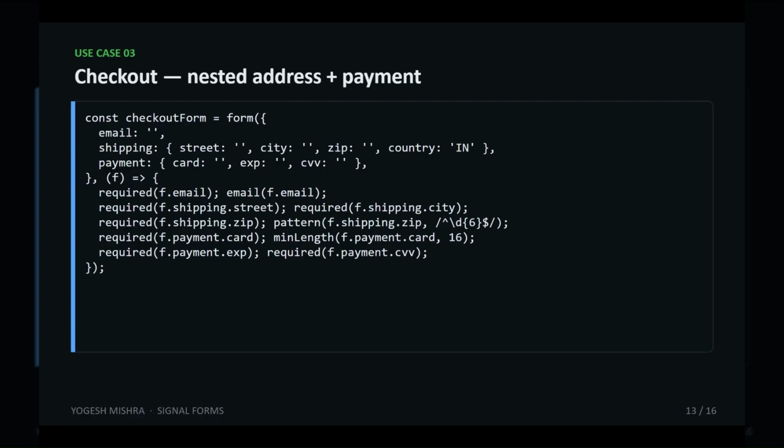Checkout is a classic nested form, top level email, shipping address object, payment object, all validated in one schema. This is where Signal Forms really shine. The structure stays readable even when the form grows.